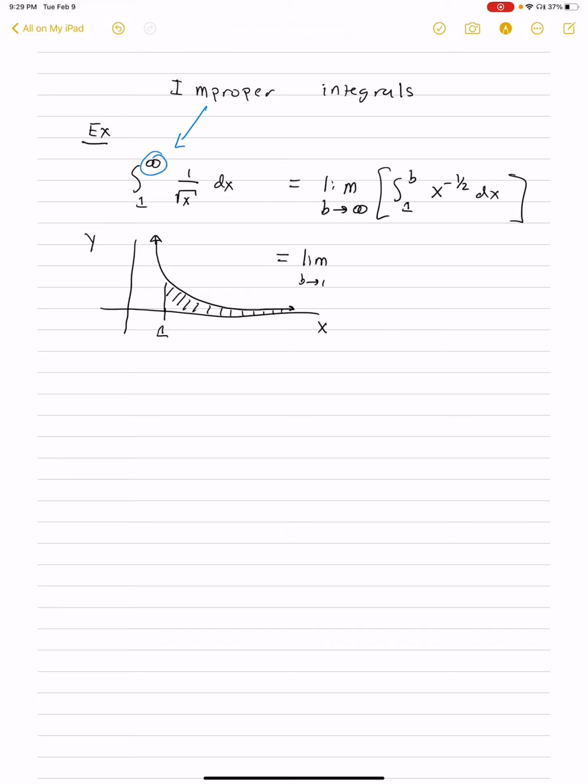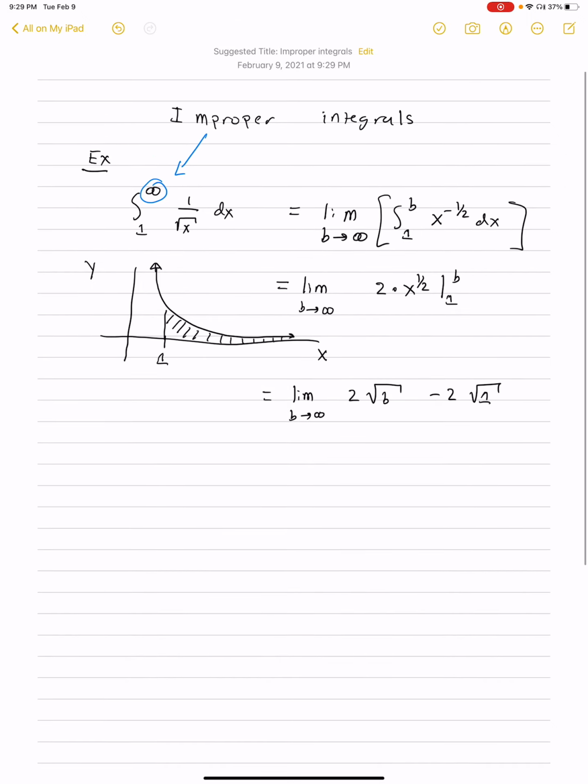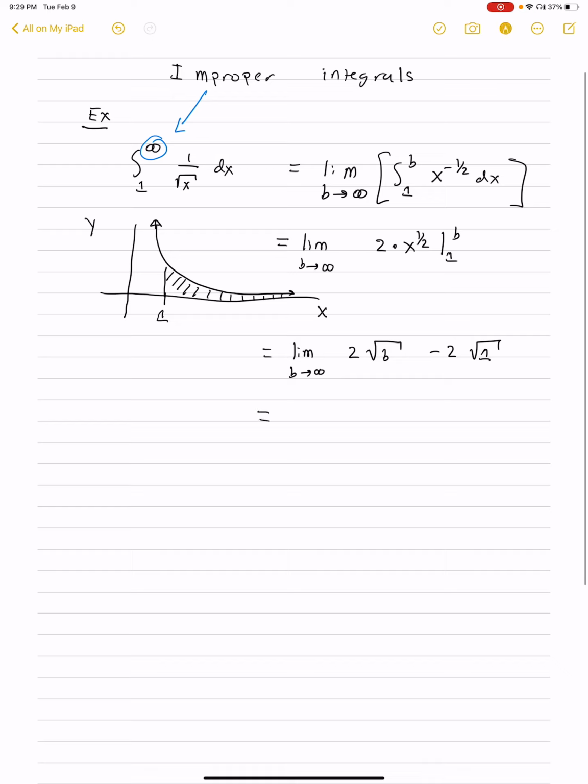So we'll go ahead and anti-differentiate it. This will be 2 times x to the positive 1/2 power, evaluated at 1 and b. Then let's plug in these limits of integration. So this will be 2 root of b minus 2 square root of 1. And this limit, as b goes to infinity, equals infinity minus 2, which is infinity.